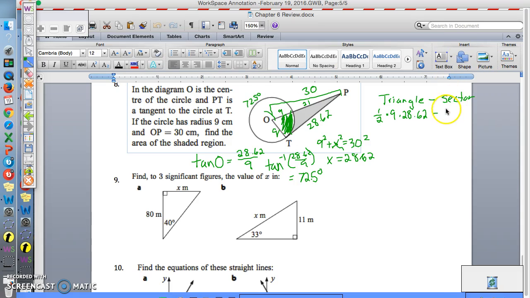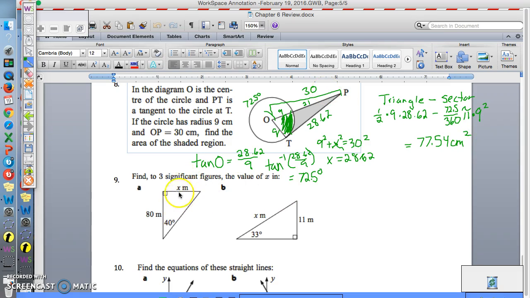So in our sector area, well, total area would be pi times 9 squared, pi r squared, but we only want 72.5 degrees out of the 360. So this total here would be 77.54 centimeters squared.